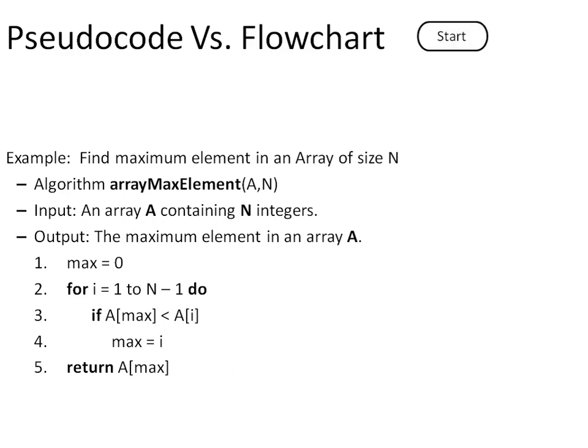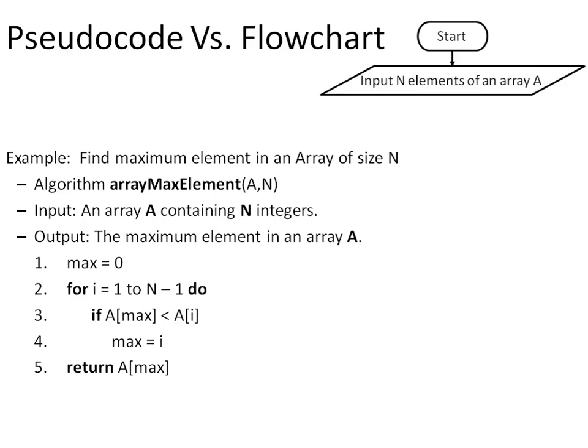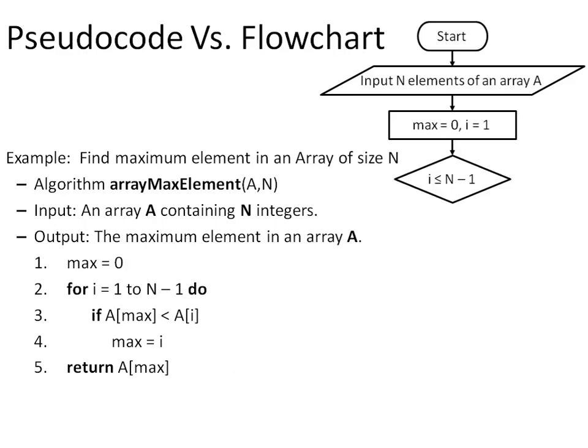Now the flowchart. It starts with an oval, that is the start oval, and then we have to first take all the n elements of an array from the user. So we have used a parallelogram for that. After taking all the inputs, we have to initialize a variable max to 0, and then for the for loop, we have to initialize a loop variable, which in this case is I, to 1. And after this, we have to implement the iteration which we are using in this algorithm.